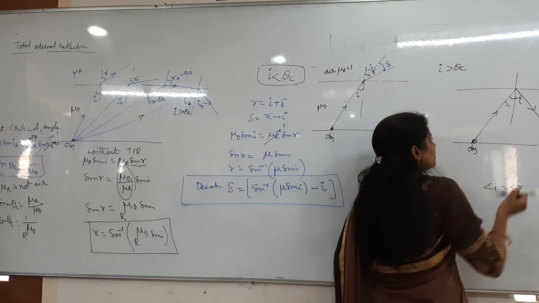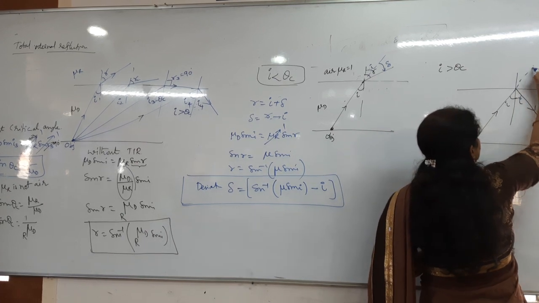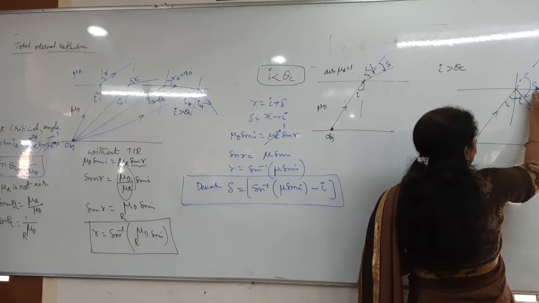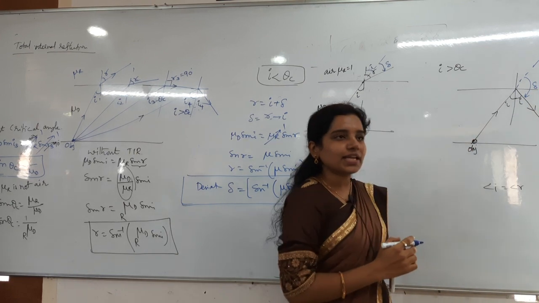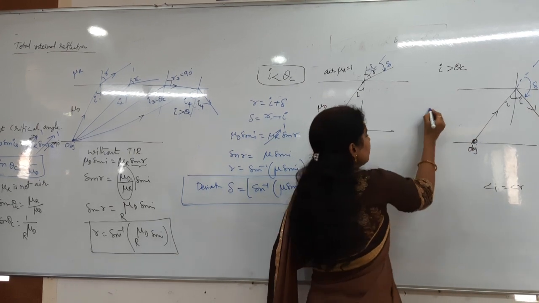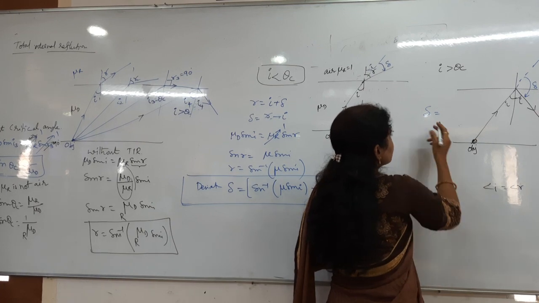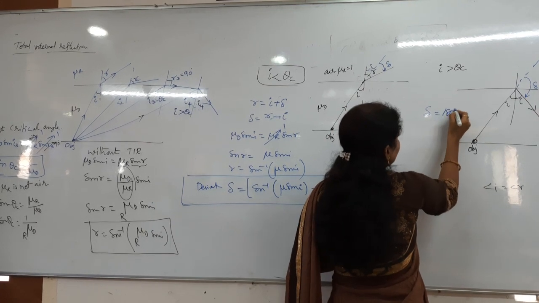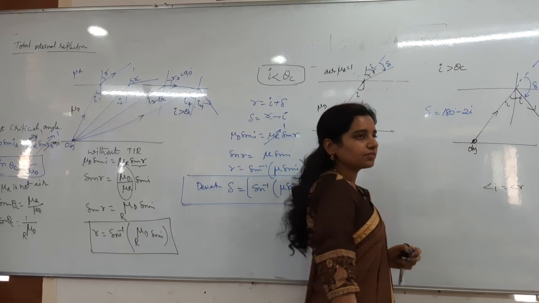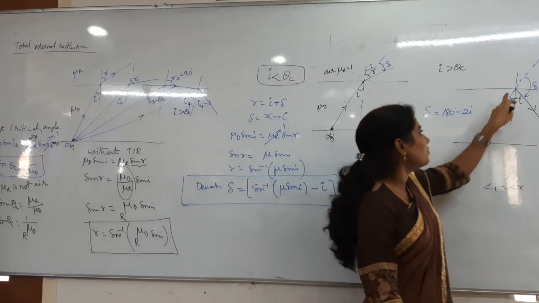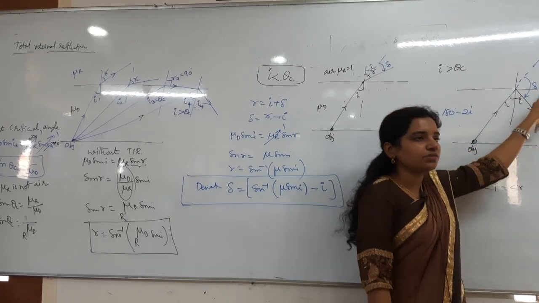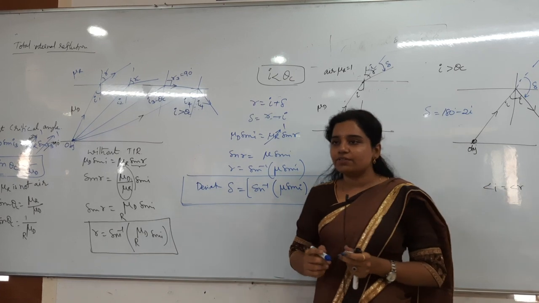Very good. See, the deviation is this: this is the incident ray and this is the deviation angle. The deviation angle is equal to how much? Already we know the formula for the reflection. Delta is equal to what is the formula? 180 minus 2i. That's it. 180 minus 2i gives you the delta. The second one is easy only.